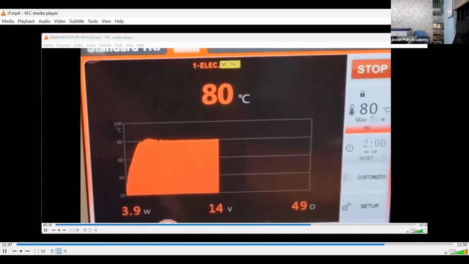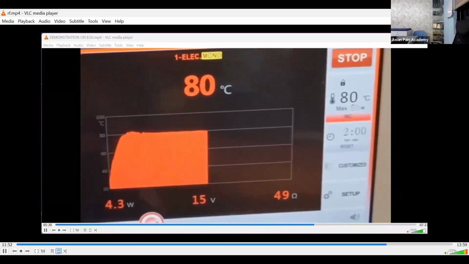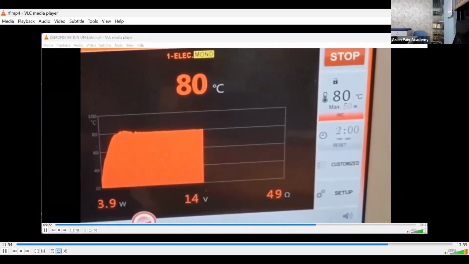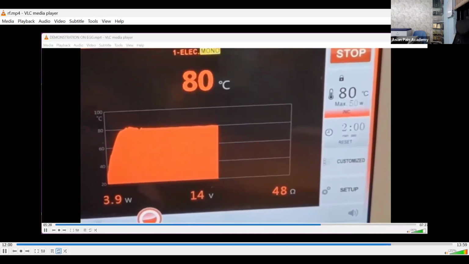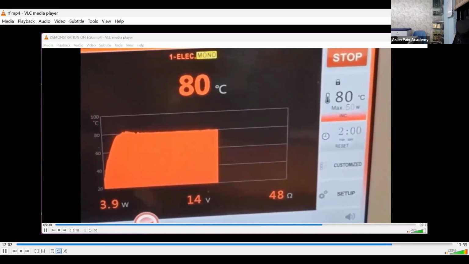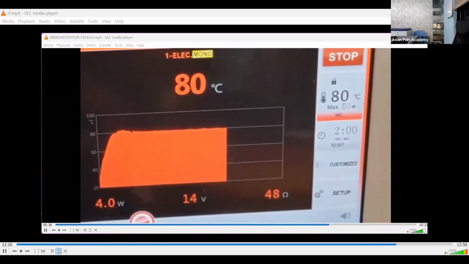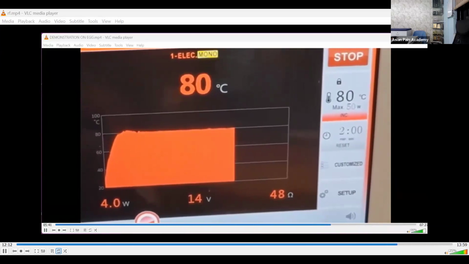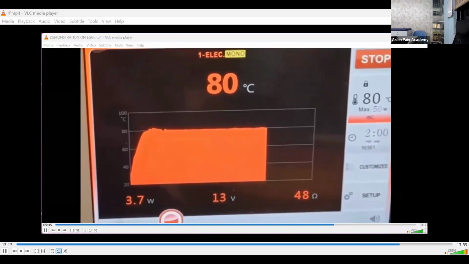Okay, so here it is showing the heat curve. Heat is right now at 80 degrees Celsius. The tip temperature has reached the 80 degrees Celsius mark. It is around 1.4 volt and 3.9 watt, and it is at 80 degrees Celsius. It will stay there at the set temperature for 2 minutes, and it will stop after 2 minutes automatically.